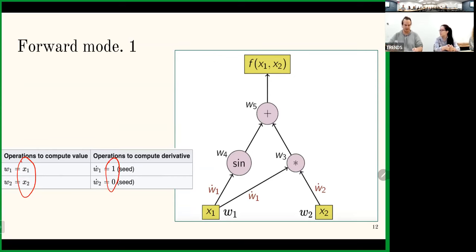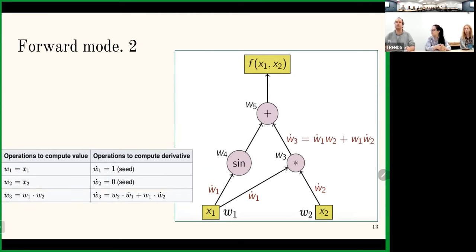So we start with setting seeds. And then we start to unwrap our function from the beginning. So we start with operation W3, which is multiplication. The value of multiplication is easy to calculate. The derivative calculation of multiplication is this thing. So far, so good.